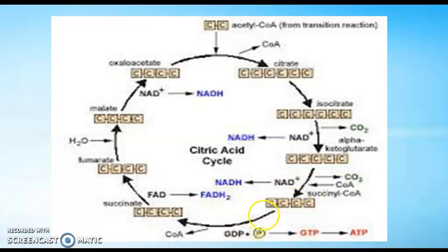Look, during the conversion of succinyl-CoA to succinate, there is a synthesis of GTP occurring. GDP plus inorganic phosphate combine to form GTP as succinyl-CoA is converted to succinate. So here the GTP synthesis occurs. Like that, the final products are carbon dioxide plus water plus 3 NADH, then FADH2.